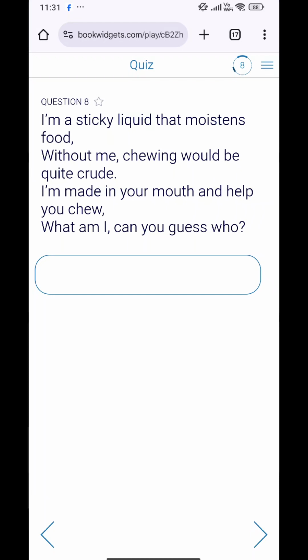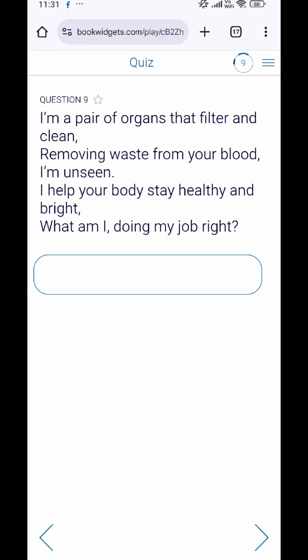That is our saliva. Next, I'm a pair of organs that filter and clean, removing waste from your blood. I'm unseen. I help your body stay healthy and bright. What am I, doing my job right? What is the answer? Okay, Miss Joanna May, what is your answer? I guess it's our kidney, ma'am. Yes, very good. That is our kidneys.